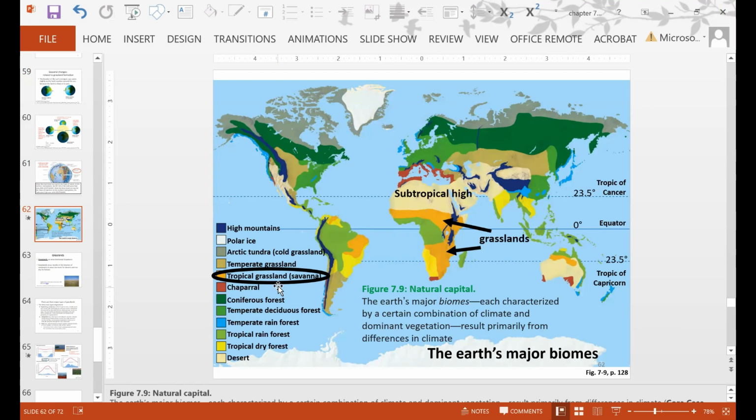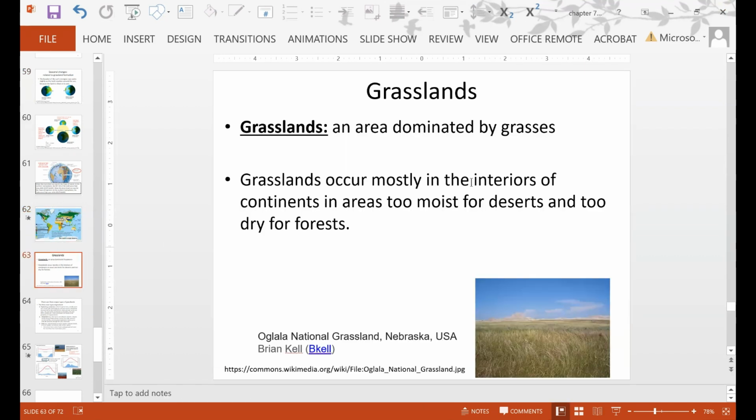So that leads to a biome called the tropical grassland or savanna. And that is going to be this orange area right here. So it's right here and right here, here, and you have some in Australia. So grasslands are dominated by grass, and they occur mostly in the interiors of continents in areas too moist for deserts and too dry for forests.